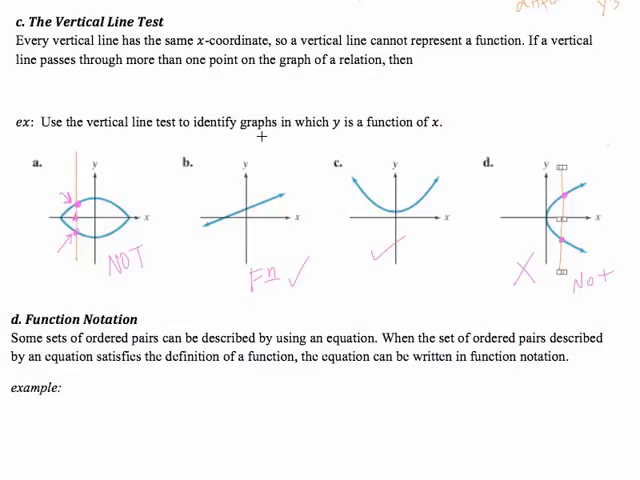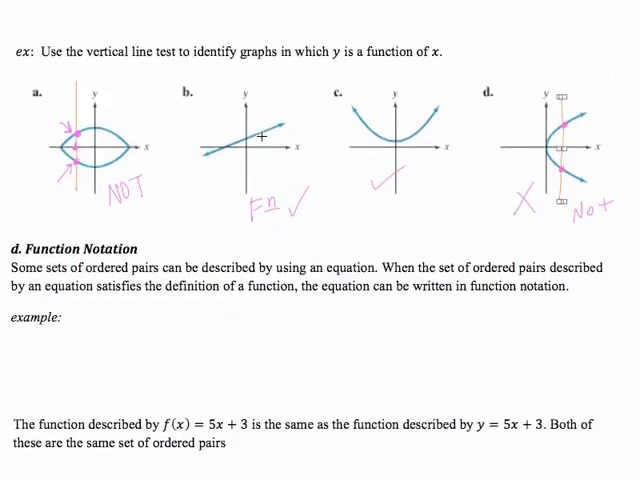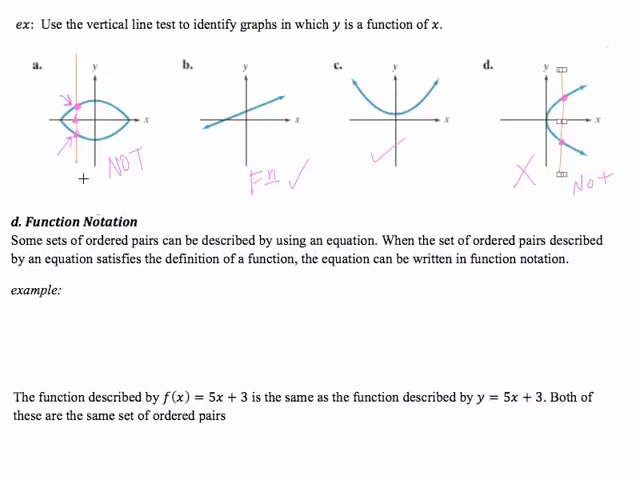Okay, if something is a function, you can use what's called function notation to describe it if it's given by an equation and if you can solve for the y. So some sets of ordered pairs can be described by using an equation, and when the set of ordered pairs described by an equation satisfies the definition of a function, the equation can be written in function notation.